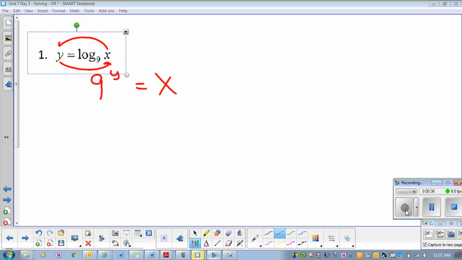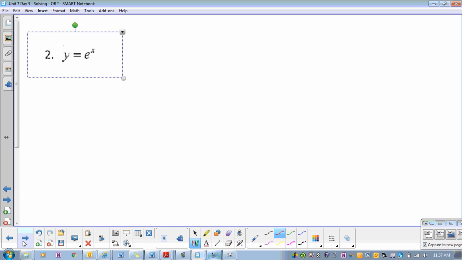Okay, and then you're finding the inverse, so then just switch your x and your y. So now you have 9 to the x equals y. That's all you're doing when you find the inverse. Okay?